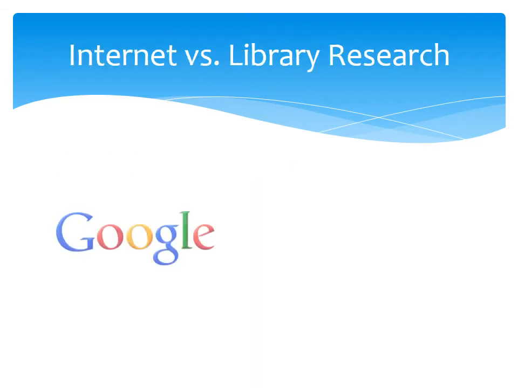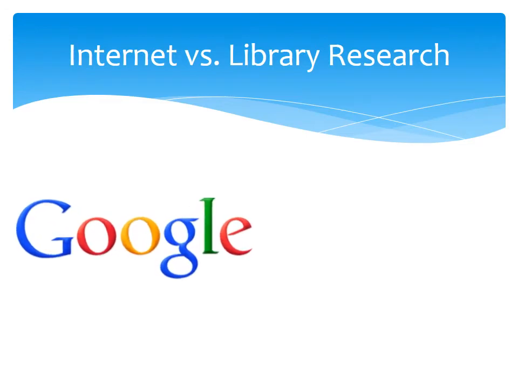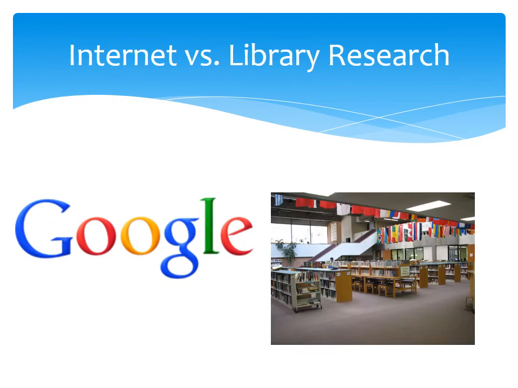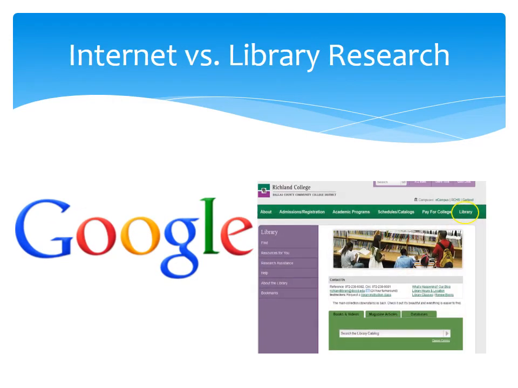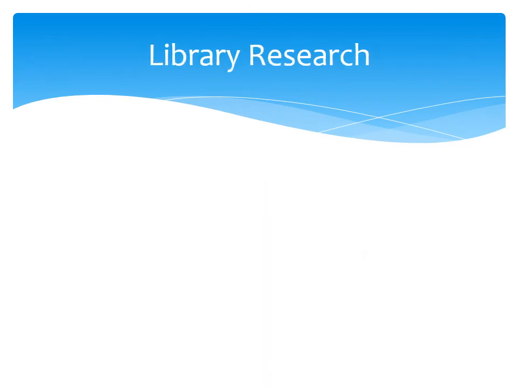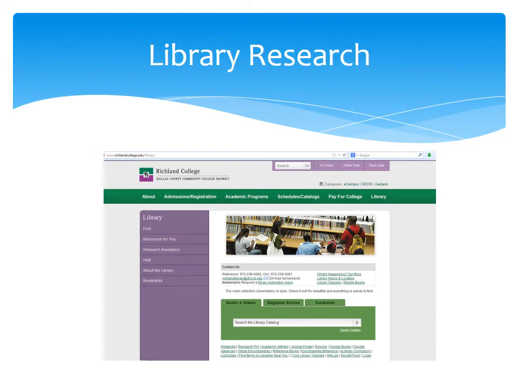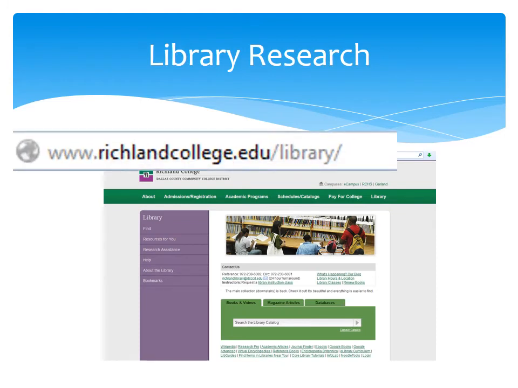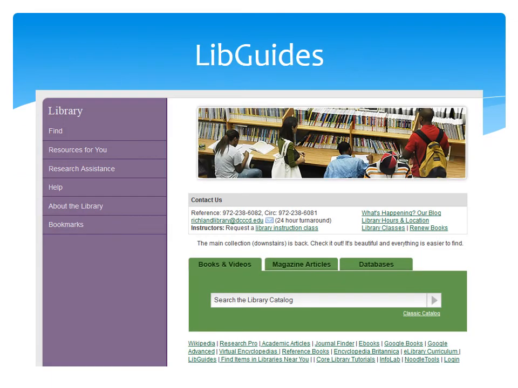Simply put, when researching for a formal speech, a Google search will not cut it. What do you need to do then? You need to go to your library or use your library's website to find scholarly information. Some of you may have been to your Richland College library before. If not, to find out information about it, go to www.richlandcollege.edu/library.